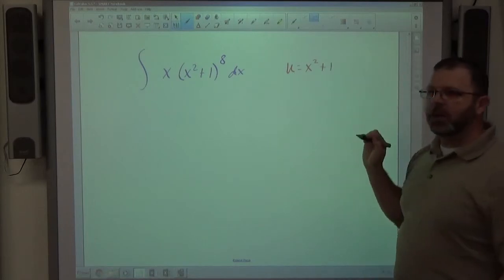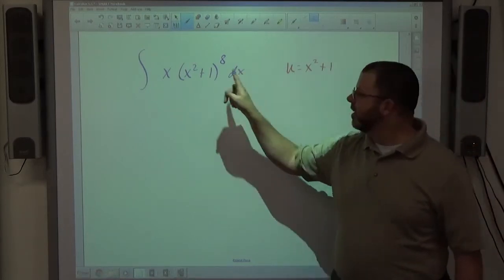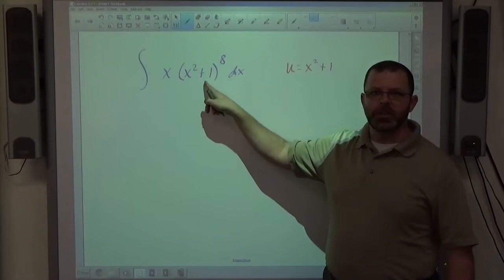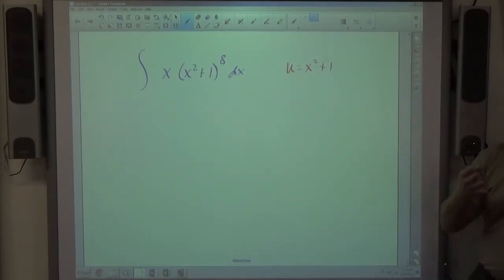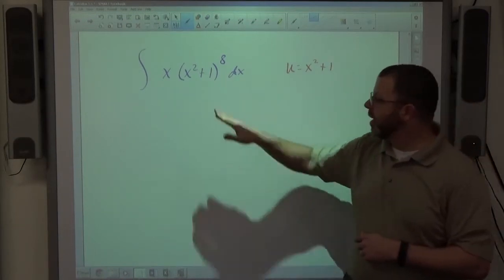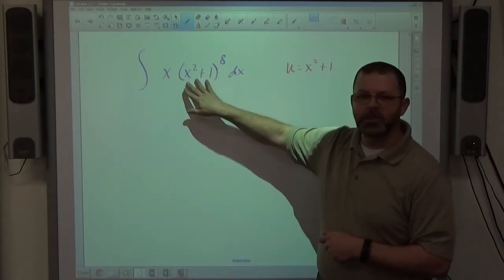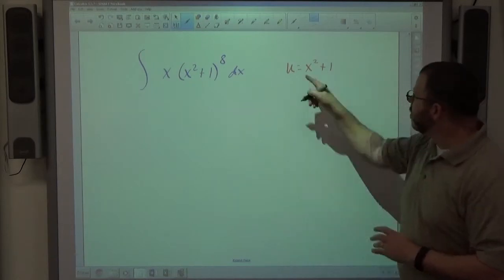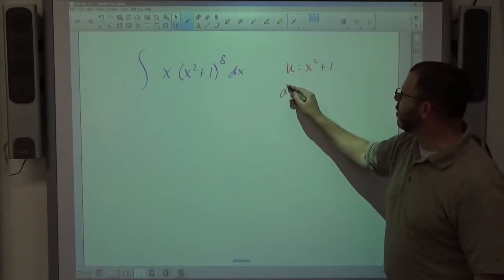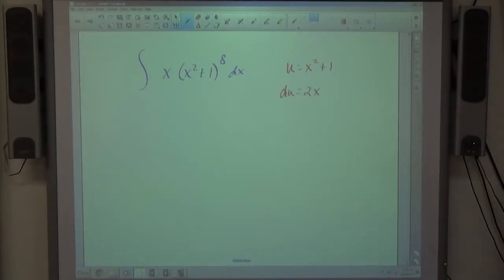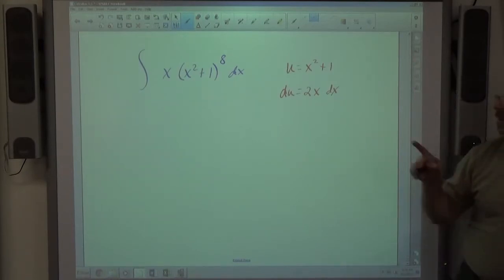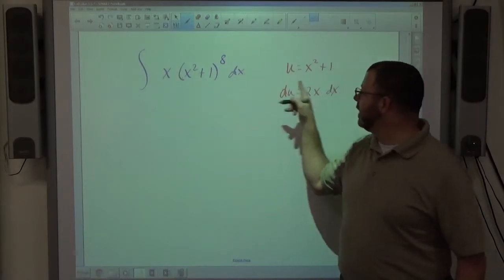If you're having trouble finding the argument, read the problem like this: something to the 8th power, whatever something is the argument. If you're having trouble identifying the argument, use the word something to represent the problem: x times something to the 8th power, whatever something is the argument. u is equal to x squared plus 1, du is equal to 2x dx. This happens sometimes too. Obviously x is not the same as 2x. But again, dx is the same as dx.